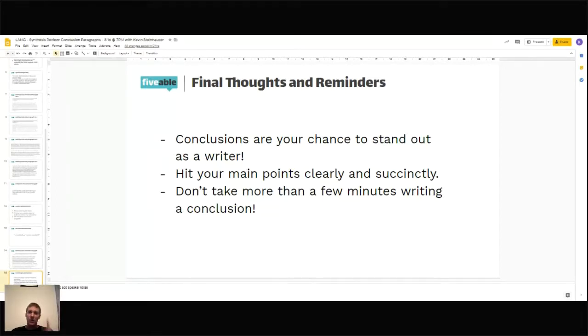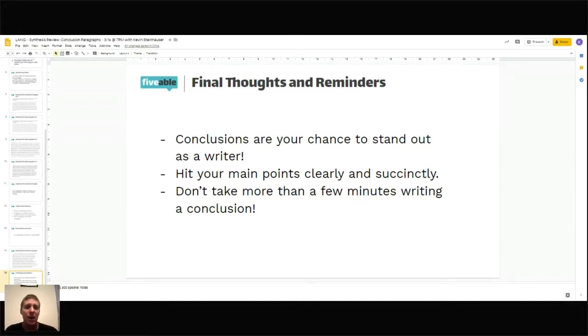All right, final thought 1. Conclusions are your chance to stand out as a writer. When I score at the actual reading, I very rarely see effective conclusions. It's such a missed opportunity, and that's why I'm glad you're here tonight to think about it. So there's your chance to stand out as a writer. Do something that no one else is doing, as long as it doesn't fall into the trap of, look at this fancy thing I'm doing that doesn't have anything to do with my essay.